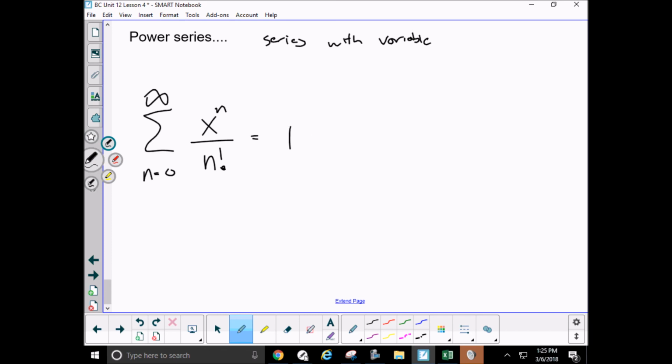x to the 0 is 1, so I have 1 plus, this would be x to the first over 1 factorial. This would be x squared over 2 factorial, x cubed over 3 factorial. Okay, so that's a power series.